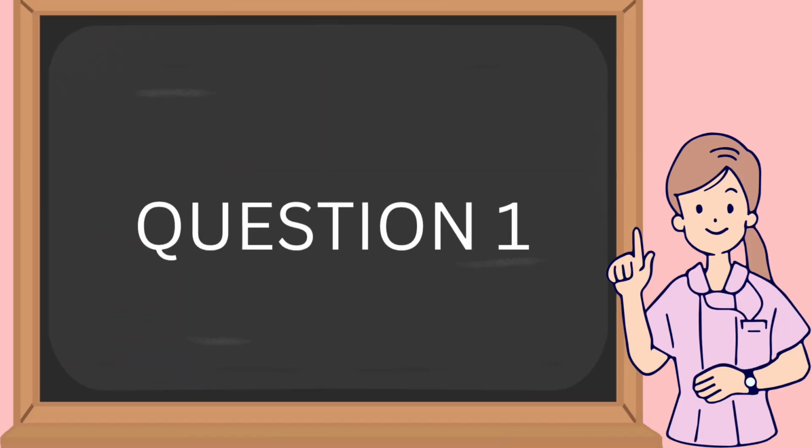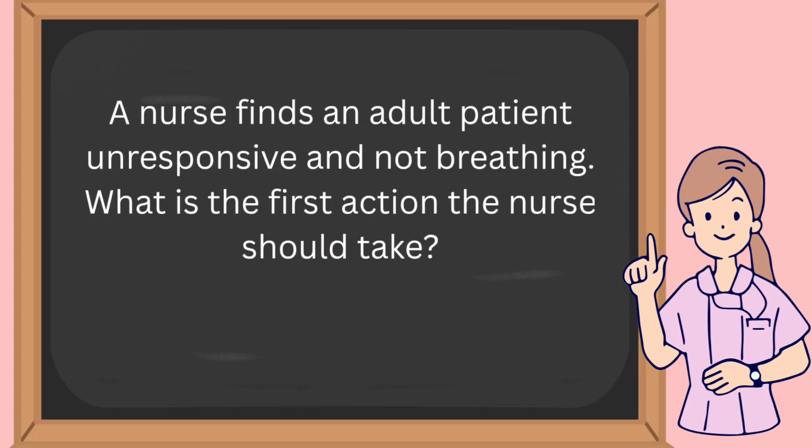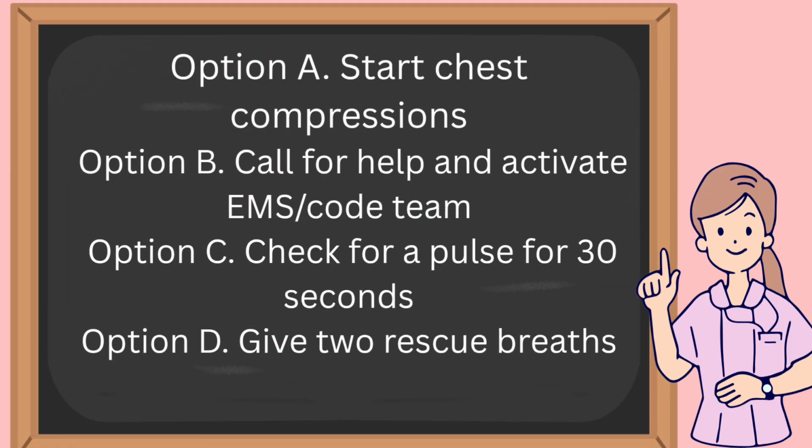Question 1. A nurse finds an adult patient unresponsive and not breathing. What is the first action the nurse should take? Option A. Start chest compressions immediately. Option B. Call for help and check responsiveness. Option C. Give 2 rescue breaths. Option D. Check pulse for 1 minute.